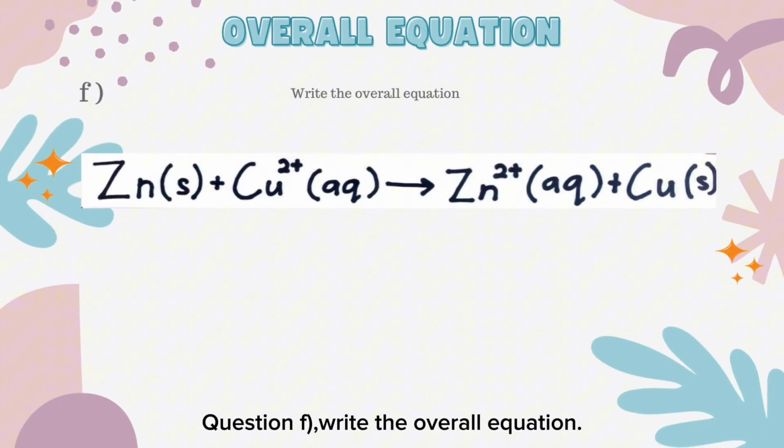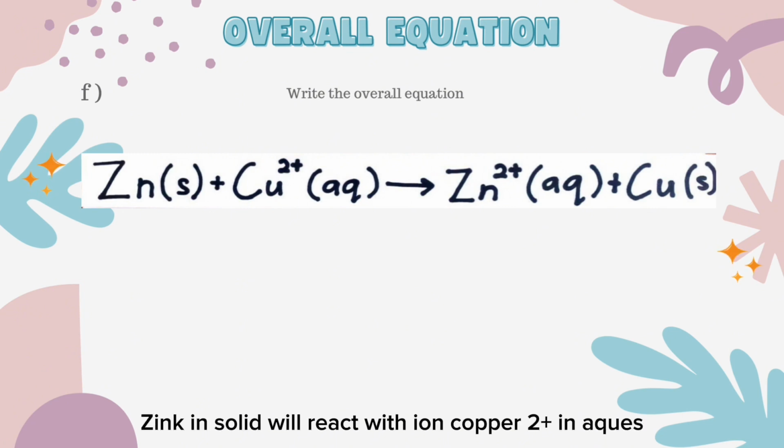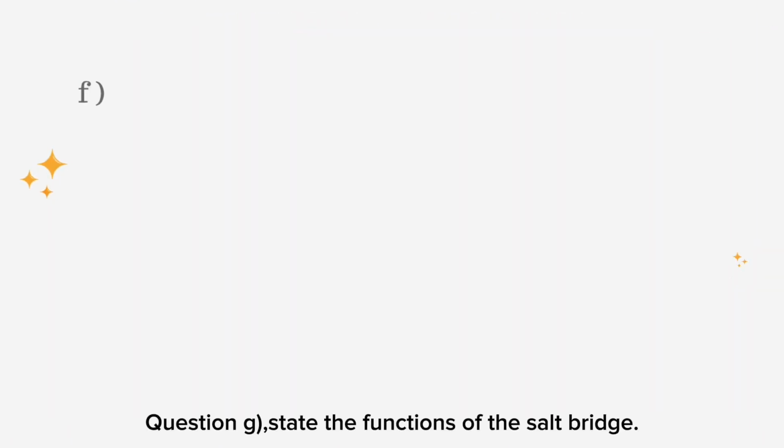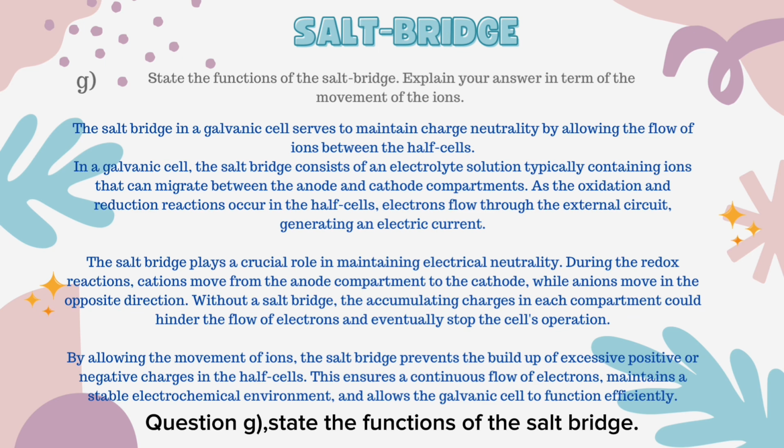Question F. Write the overall equation. Zinc in solid will react with ion Cu²⁺ in aqueous, and will produce ion Zn²⁺ in aqueous and copper in solid. Question G. State the functions of the salt bridge. Explain your answer in terms of the movement of the ions.